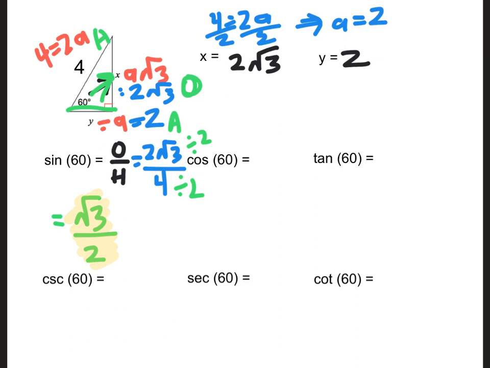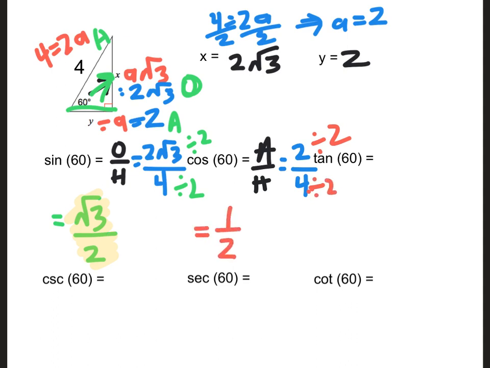All right, so for cosine of 60, we're going to do adjacent over hypotenuse. So a over h. My adjacent side is 2. My hypotenuse is 4, so we have 2 over 4. Again, I can divide those both by 2. And when I do that, I get 1/2. And that will be my cosine of 60.